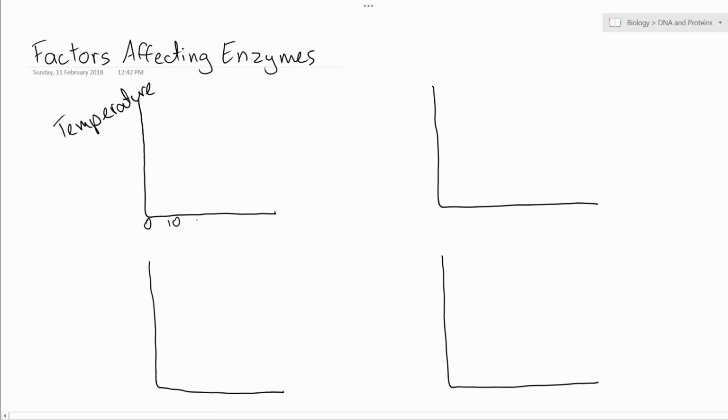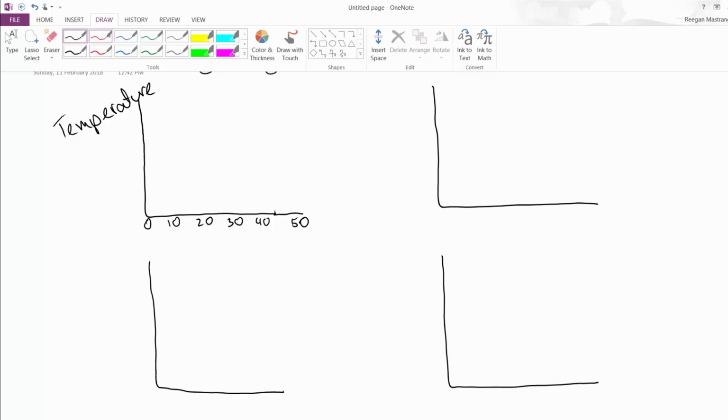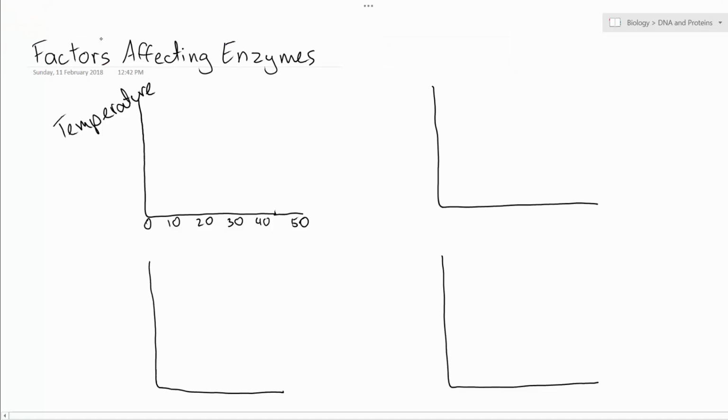So if we're looking at temperature and we have a scale, just extend it a little bit, at 50 degrees. In the human body, we have a temperature of around 37, 38 degrees. So what that means is enzymes are made to function best at a temperature around that, because that's the environment that they're in. They need to be able to function well at that particular temperature.